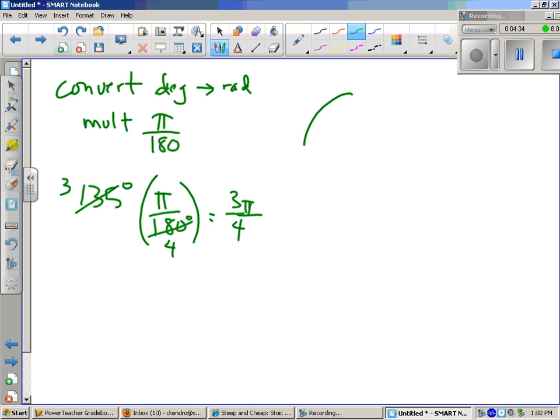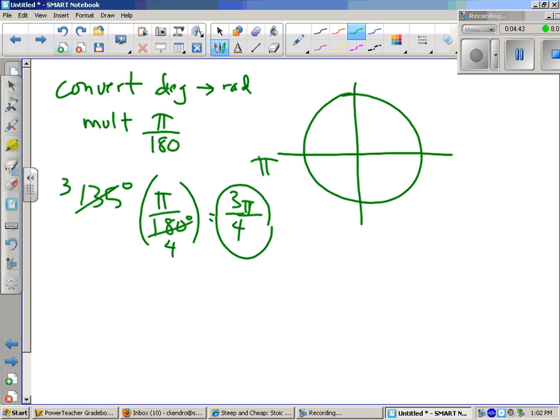Now let's just take a look at how that works. So pi, remember, is 180 degrees. If I go 3/4 of pi, that puts me right here, 3 pi over 4. Now let's make sure we know that in degrees. So if I split this up, each of these is 45. So 45, 45, and 45. Add those up, I get 135. So you can see that they do match.